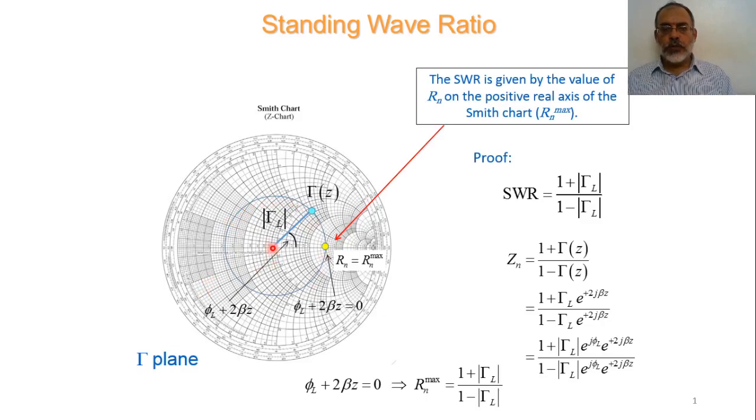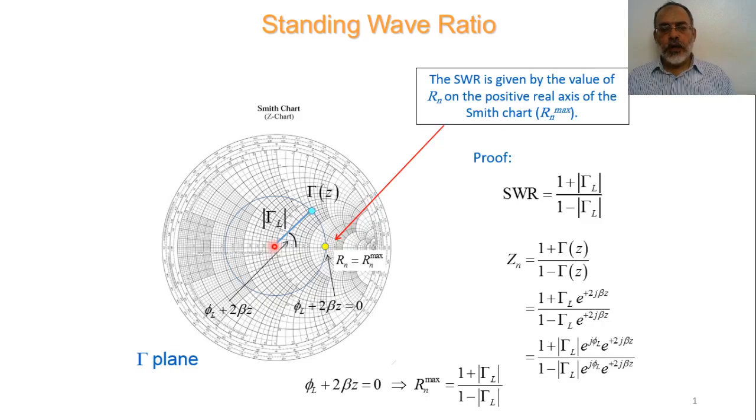So the input impedance after a certain distance would be a pure real value. And because we are here greater than 1, in this case the normalized impedance would be pure real and greater than unity. In other words, it would be R normalized maximum, which we can obtain from this Z load. And after lambda by 4 from this point, we obtain R normalized minimum.